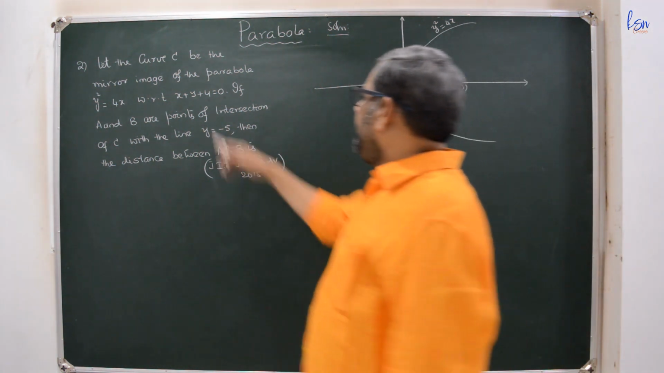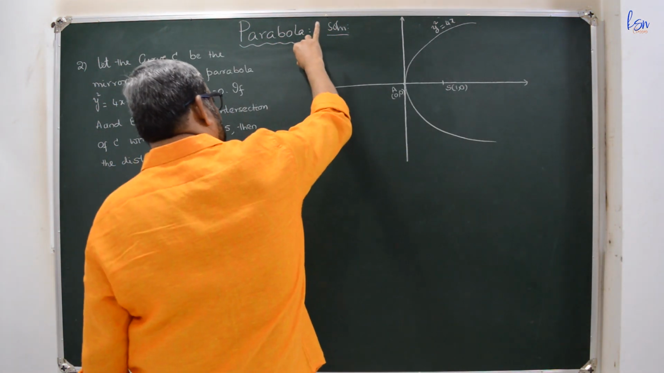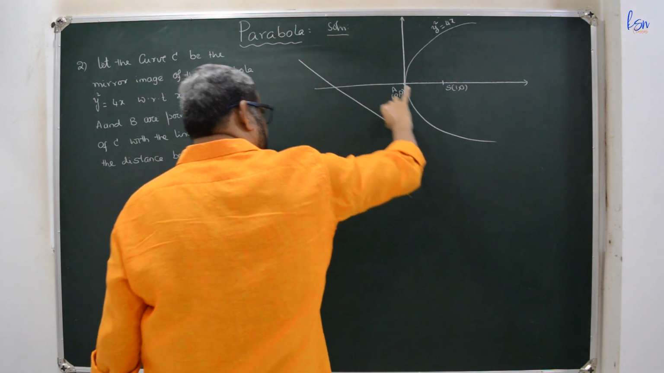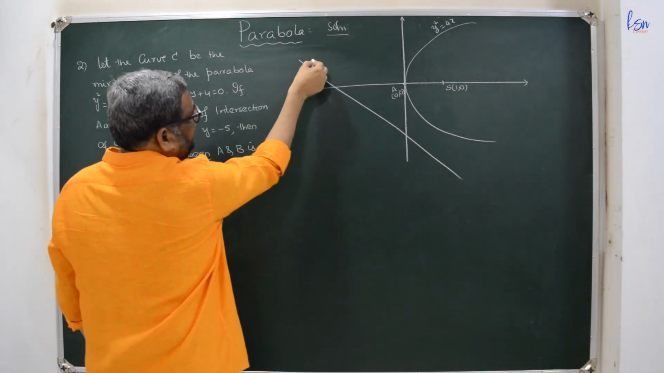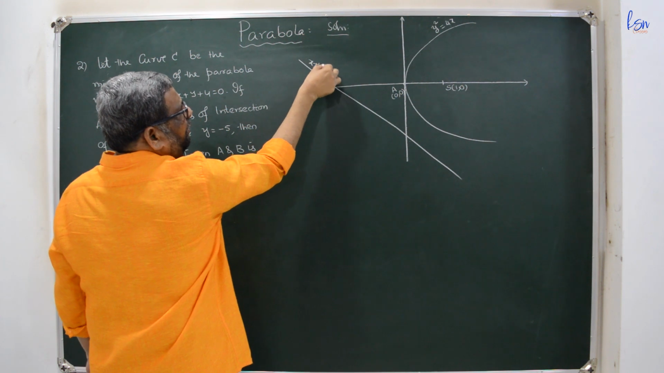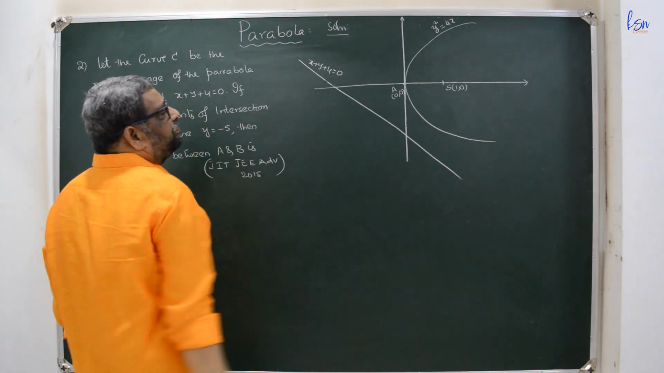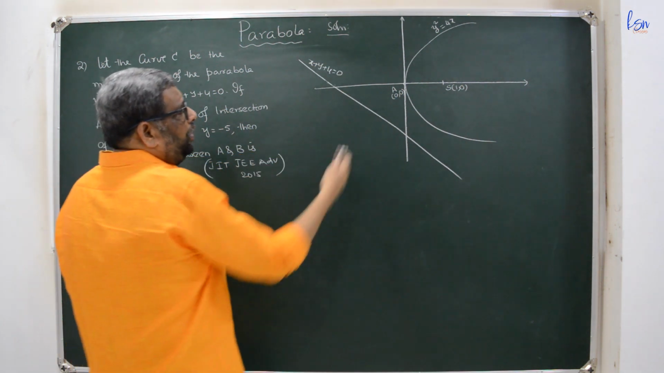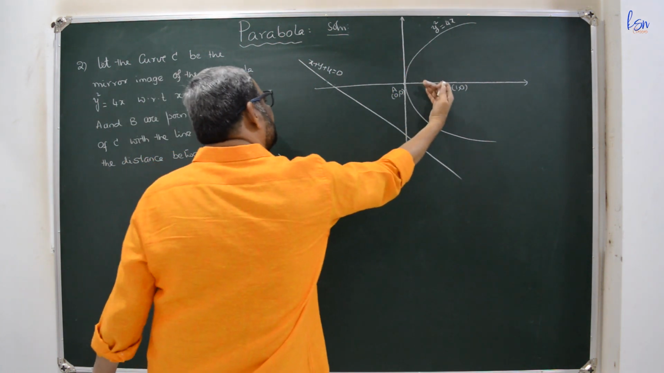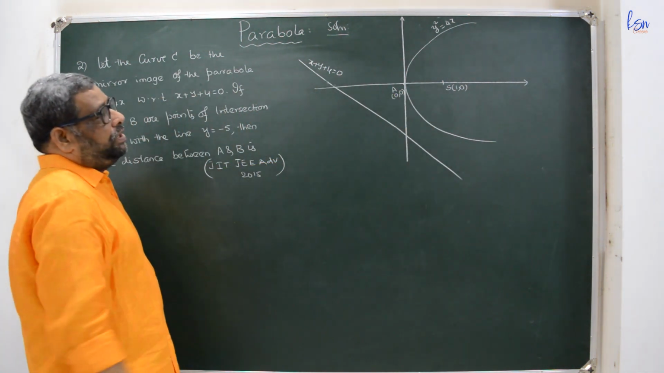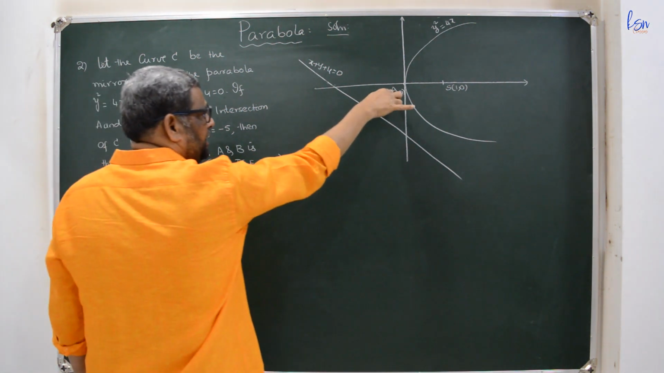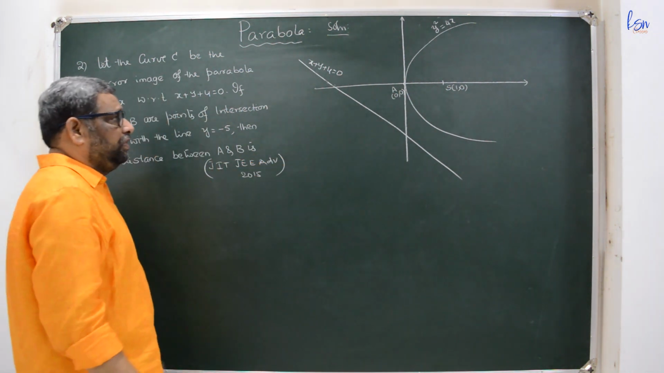Now, x plus y plus 4 equal to 0 is a straight line given to us. It will be like this. This will be the line x plus y plus 4 equal to 0. Now here we are asked to find the image of this curve with respect to this line. So let us find the image of A with respect to this line.